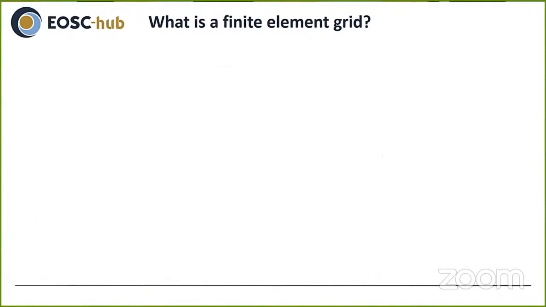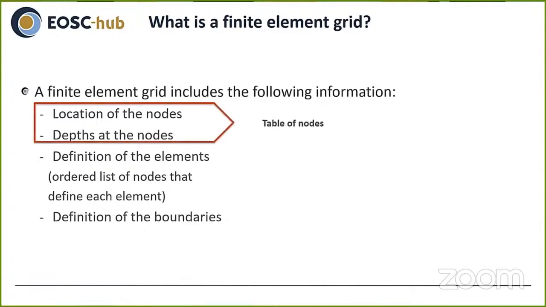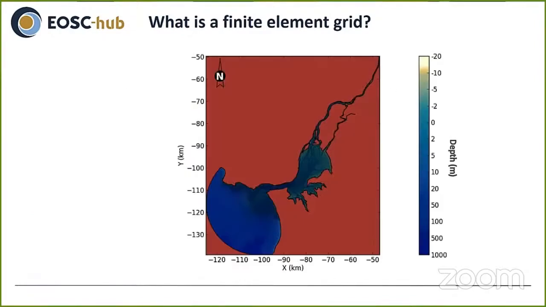What kind of information do we need in a finite element grid? A finite element grid includes the location of the nodes, the depth at the nodes, the definition of the elements, which is simply an ordered list of nodes that define each element, and the definition of the boundaries. Together, the location of the nodes and the depth of the nodes constitutes what is called the table of nodes. Also, the definition of the elements is often referred to as a table of elements.